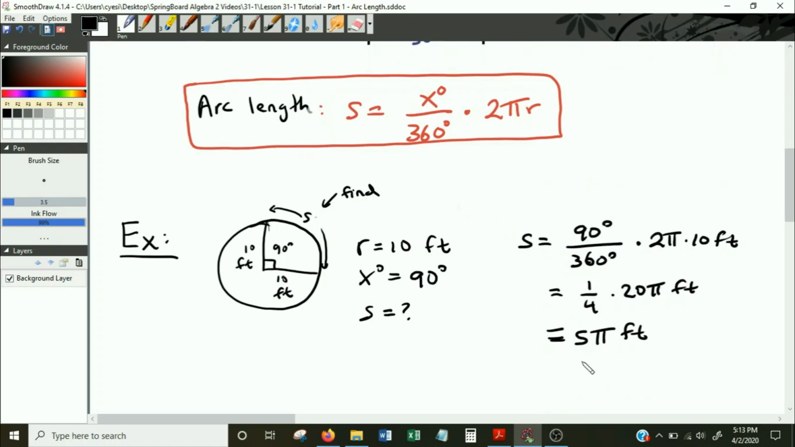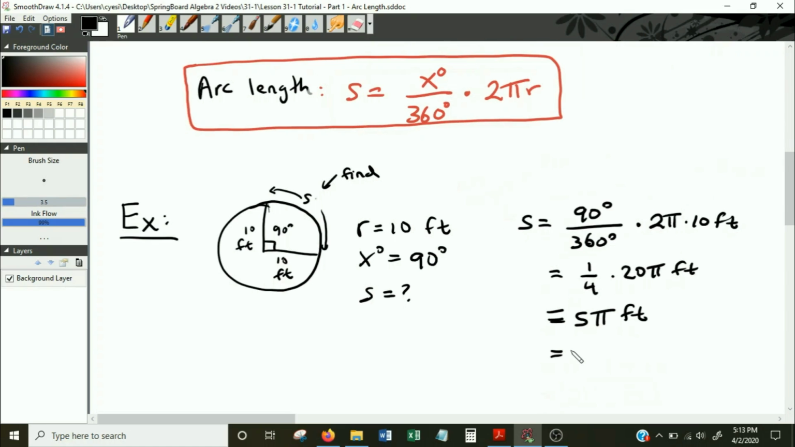And remember that pi is 3.14 roughly, so we're going to use 3.14 as a value. And when I plug this into the calculator, I get 15.7. So the arc is 15.7 feet long. That's what it's saying. The arc length, that S, is 15.7 feet long, which happens to be 1/4 of the total circumference, right? That's what this 1/4 means right here.